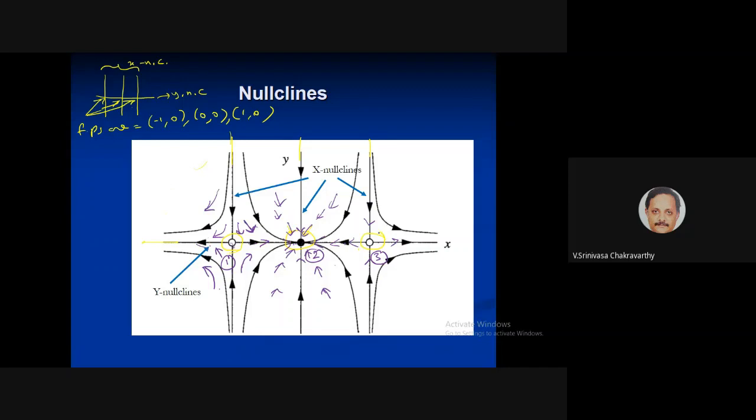Similarly, if you take fixed point number 3, let's say look at the top right quadrant. Flow here is downward and rightward, so it will be something like that. Bottom right quadrant, flow is upward and rightward. Bottom left quadrant, flow is upward and leftward. Top left quadrant, flow is downward and leftward. Okay, so like that we are able to reconstruct the phase portrait over the entire phase plane.